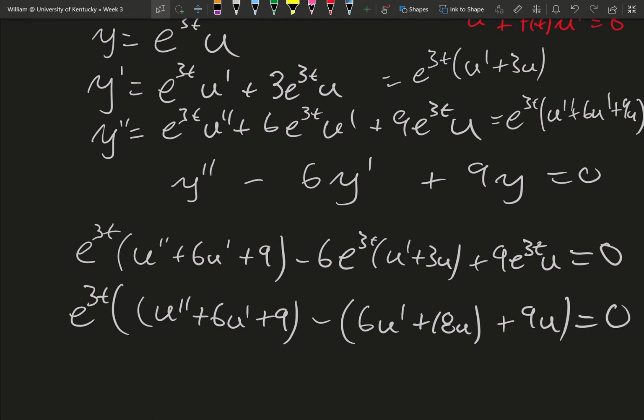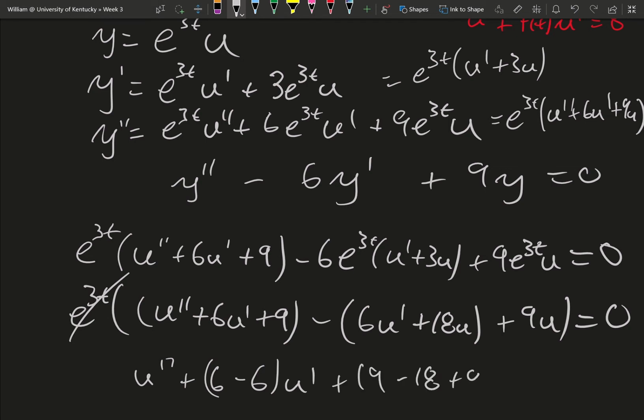We want this equal to 0. Remember, e to nothing is never 0, so we can just forget about that part and focus on this. Okay, so let's combine the u double prime terms. There's just one. We're left with u double prime. For u single prime, we have plus 6 and then a minus 6 u prime. And for the u terms, we have 9 minus 18 plus 9u.